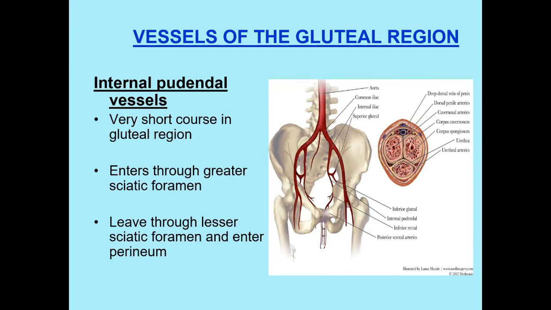Internal pudendal vessels. Very short course in the gluteal region. Enter through the greater sciatic foramen, leave through the lesser sciatic foramen and enter the perineum.